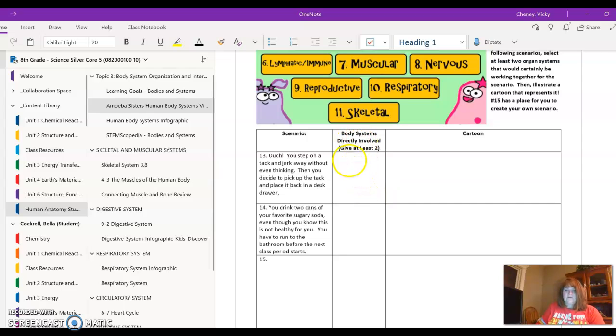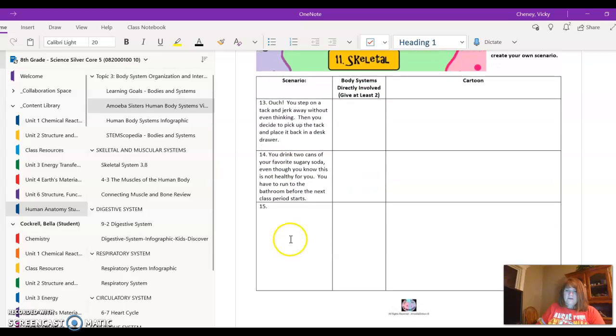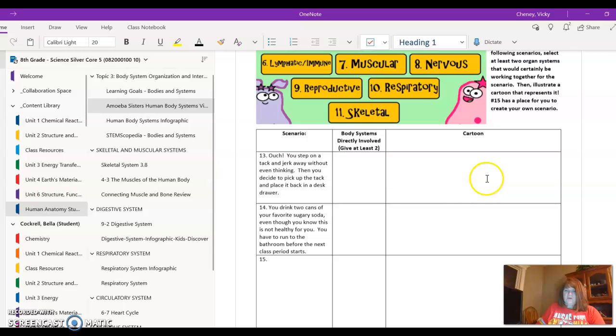So here, the body systems directly involved, give at least 2 of them for the scenarios, and you can draw a cartoon if you are able to do so. If you have any questions, please make sure that you email me and ask me.